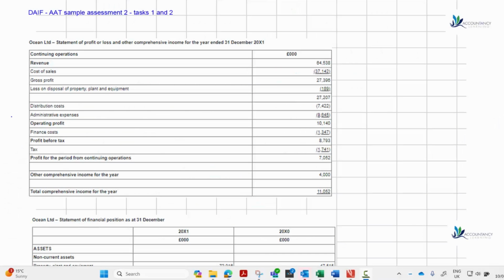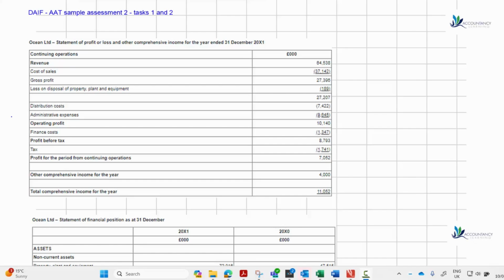Here's a debrief of tasks 1 and 2 of AAT's sample assessment number 2 for drafting and interpreting financial statements. Both of the tasks are debriefed in this one video because they are related to the same set of data.